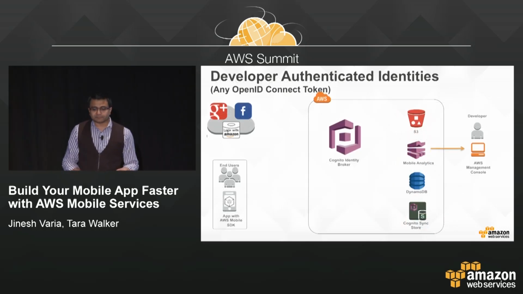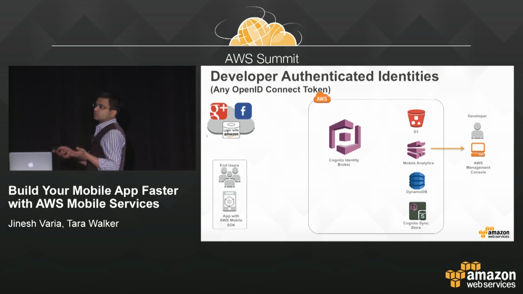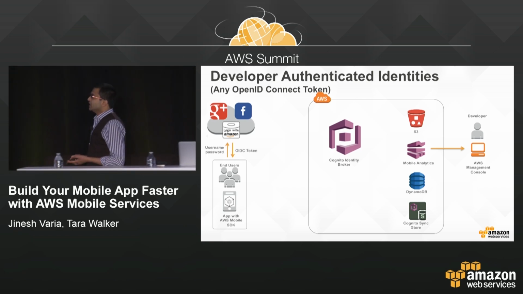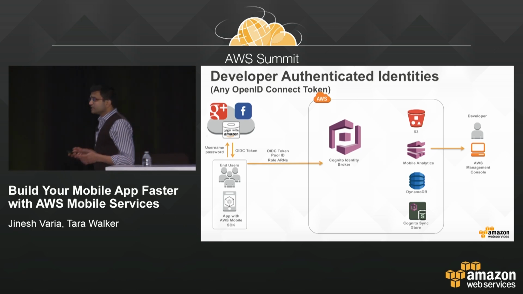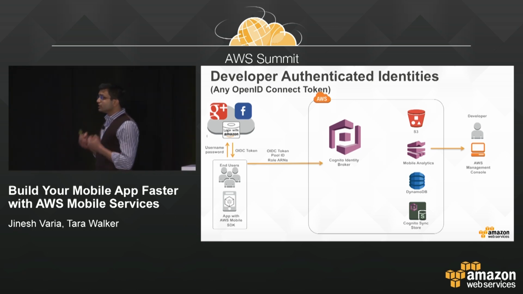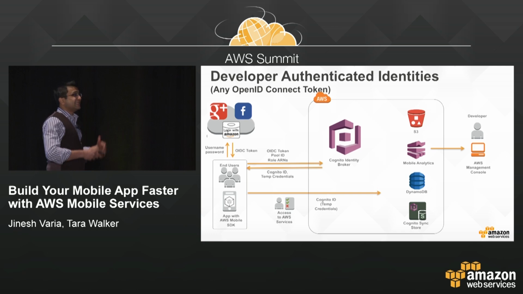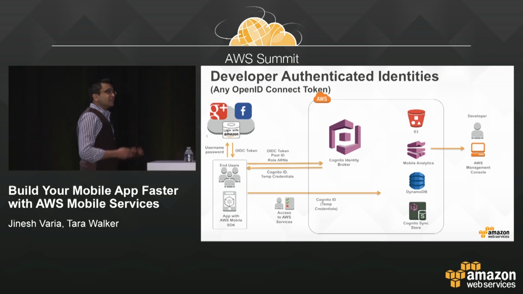So how does it work? It uses the same Google app and Facebook app and others that you already have. You use your username and password, and they will give you the OpenID Connect token to Cognito. Cognito will give you back temporary credentials to access basically any service that you have.